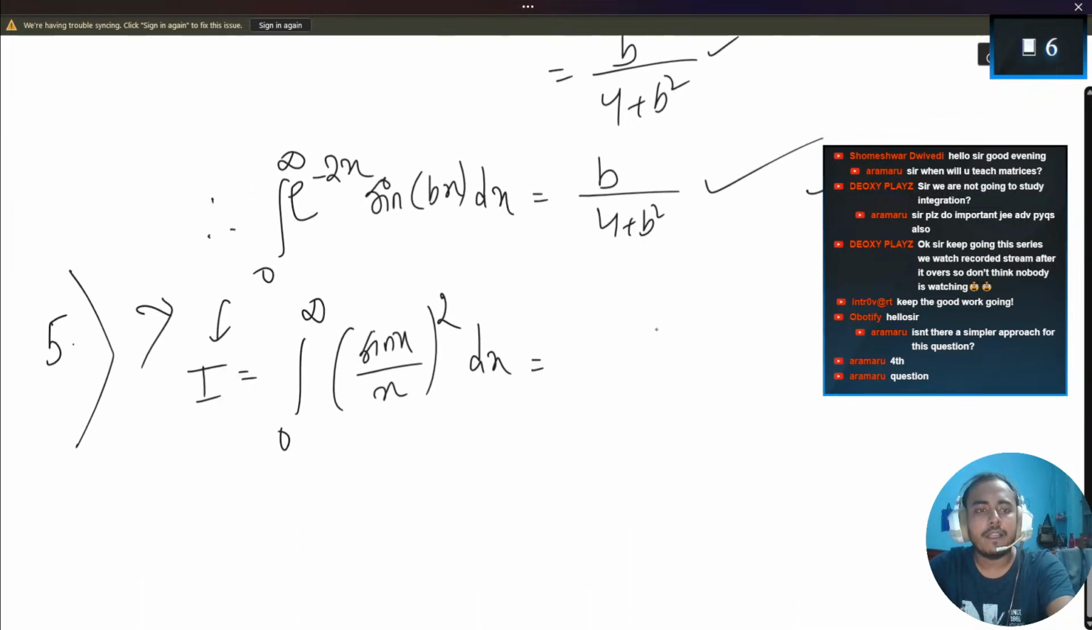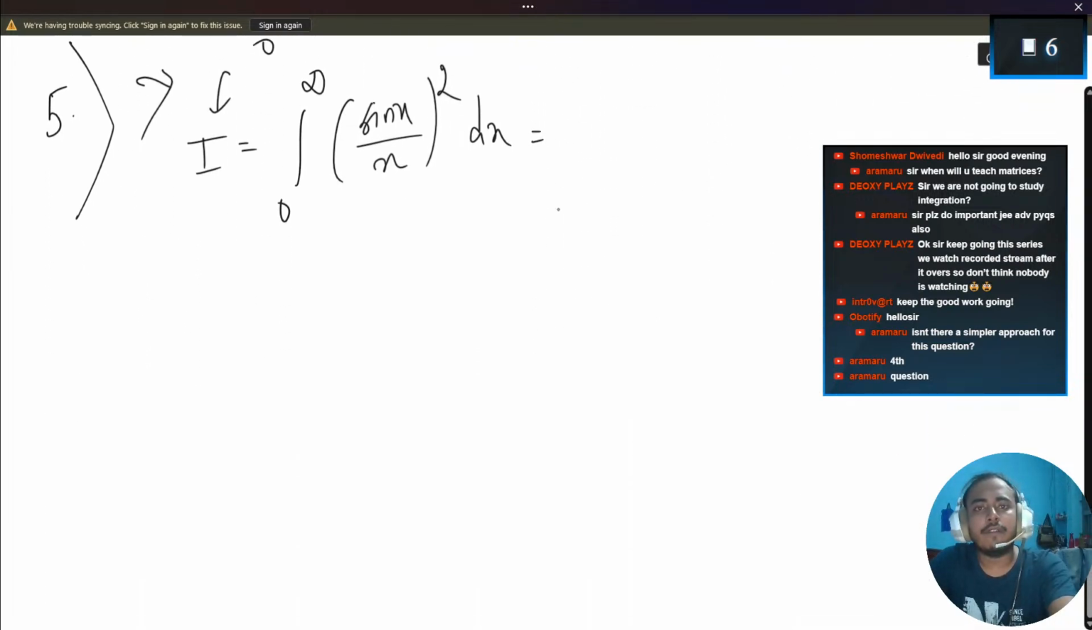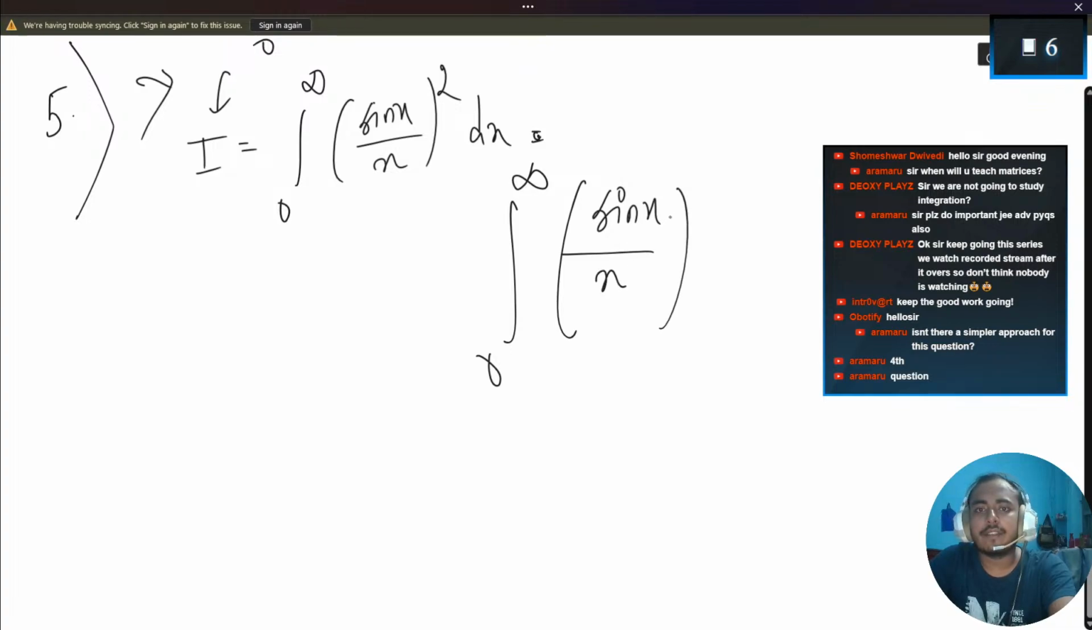Okay. So now let's get on to this one, let me write it clearly here: the integral from 0 to infinity of (sin x upon x) whole square dx. So this is the integral we are going to do.